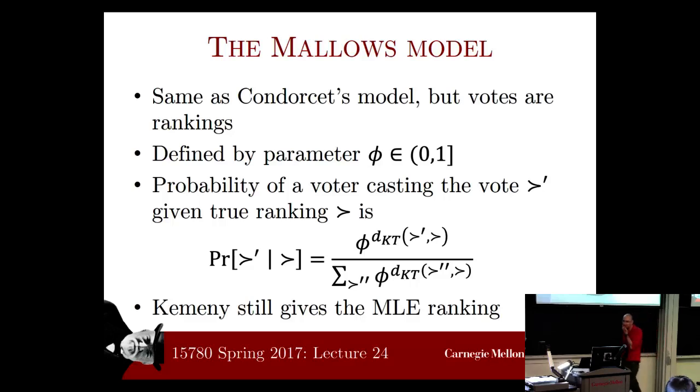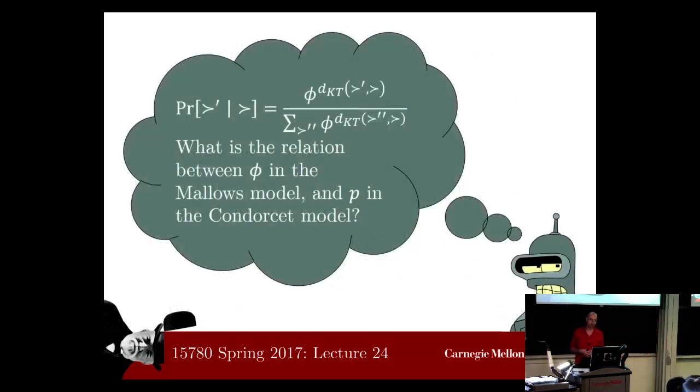But I want to think about this model a bit more in relation to the model that we had before. So this is again the formula for the probability of a voter casting a vote given this ground truth. And remember that before we had this model where voters independently compare alternatives and get them right with probability p and wrong with probability 1 minus p. And the question is, what's the relation between phi in the Mallows model and p in the Condorcet model? Okay. So let's think about this a bit.